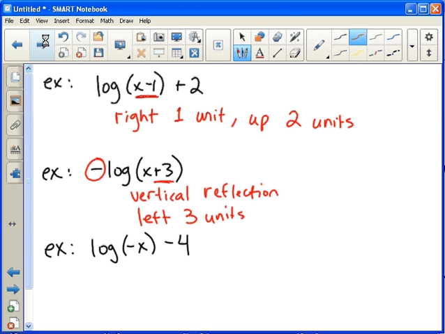Then our last example with this is we have a negative here and a minus here. The negative that's only applying to the x means it's only going to be a horizontal movement. So that would be a horizontal reflection. And the minus 4 is applied to everything, so it's going to be a vertical movement, so it's going to move down 4 units.